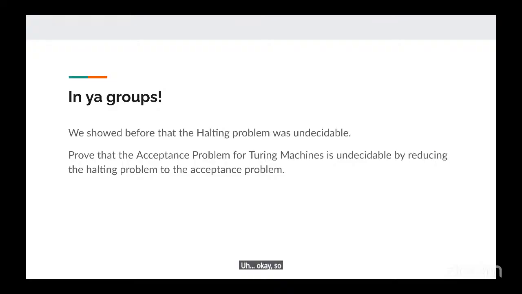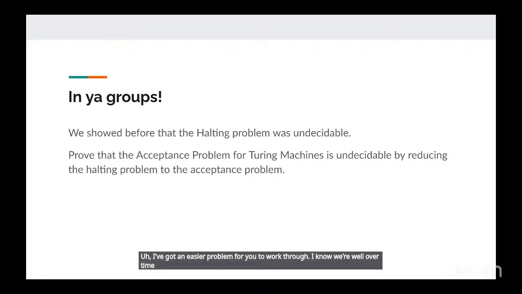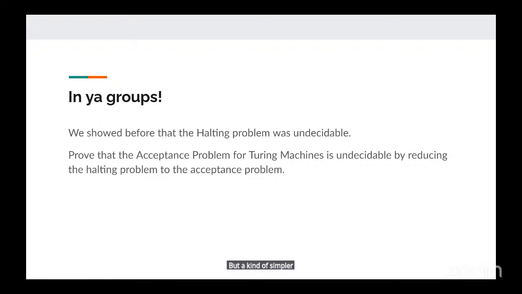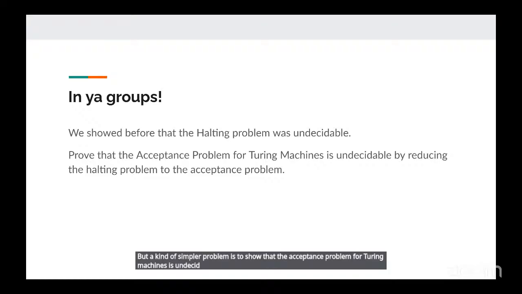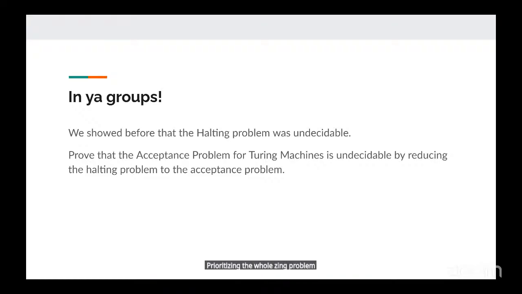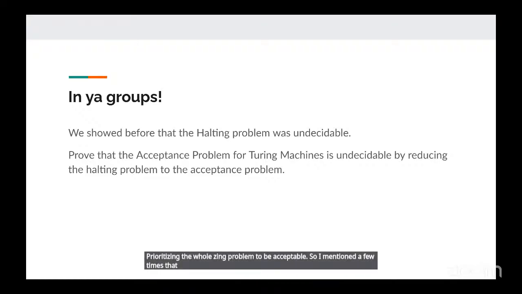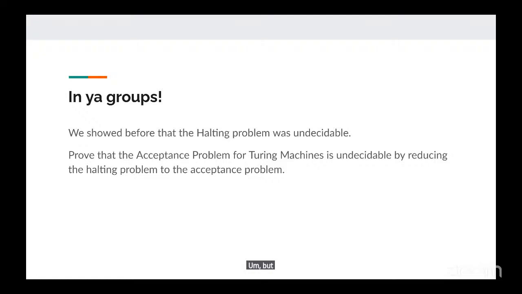Okay, so I've got an easier problem for you to work through. I know we're well over time, so feel free to head off if you've got it. But a simpler problem is to show that the acceptance problem for Turing machines is undecidable by reducing the halting problem to the acceptance problem. I mentioned a few times that was the case, but you can try doing that.